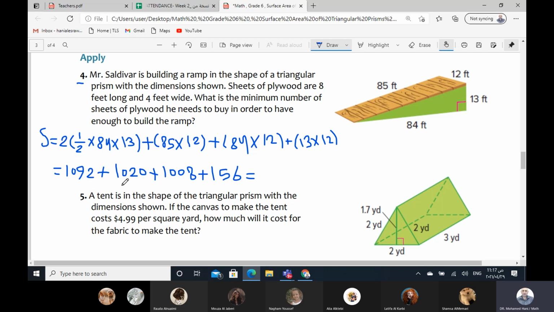Now we can add 1092 plus 1020 plus 1008 plus 156. So the answer will be 3276 ft squared, or feet squared.